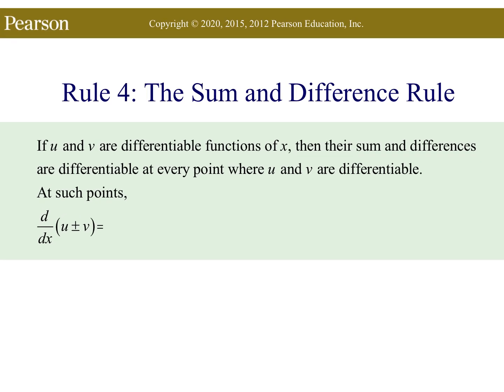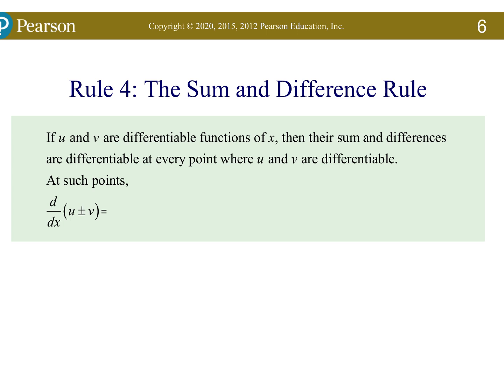Okay. Then we have the sum and difference rule. And the sum and difference rule says that if you have a function that has a bunch of parts in it that are added and subtracted to each other, then you just apply the rule individually to each part. So you would apply the derivative rule to the u part, and then you would separately apply the derivative rule to the v part. So they're all done separately from each other. This only works for addition and subtraction. It doesn't work for multiplication. There's a whole other rule for that we'll learn, not today.